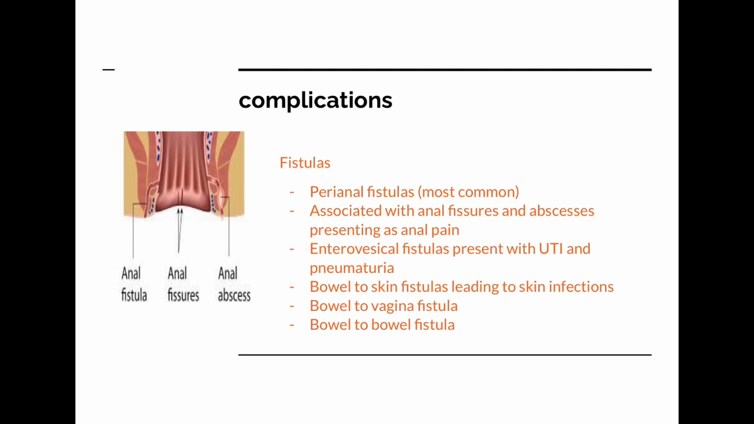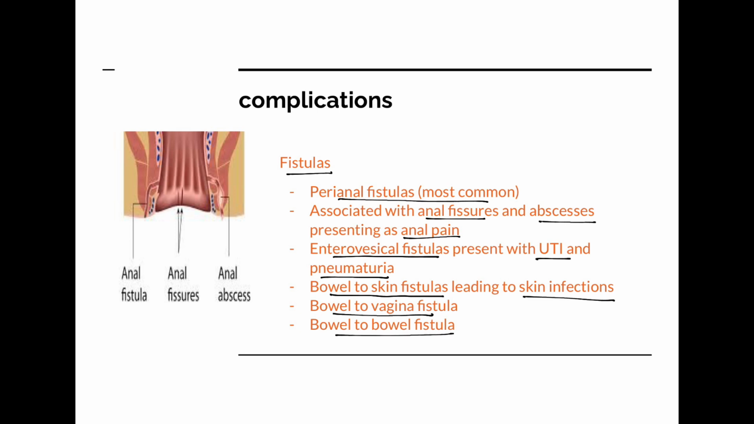Next, I'll talk about the complications of Crohn's that pertain to the gastrointestinal tract. So let's start with fistulas. Perianal fistulas are the most common type. They are associated with anal fissures and abscesses, and they present as anal pain. A patient with Crohn's can also present with signs and symptoms of urinary tract infection and pneumaturia, which is basically gas bubbles in urine. This should indicate to you the presence of an enterovesical fistula. Other fistulas include bowel to skin fistulas that lead to skin infections, bowel to vaginal fistulas, and bowel to bowel fistulas.